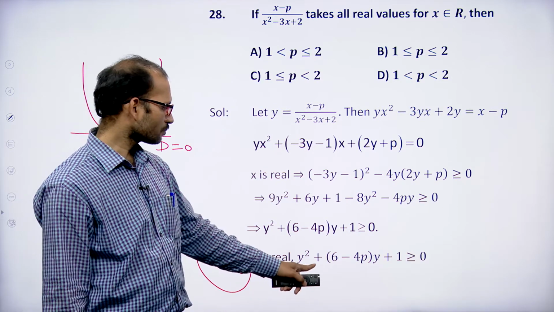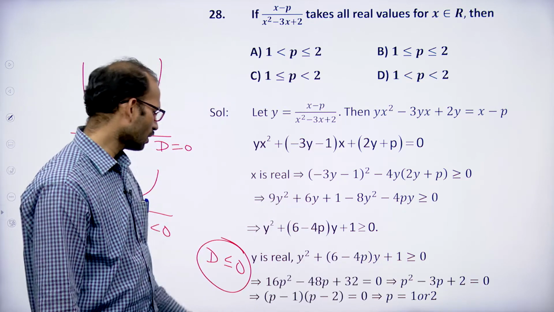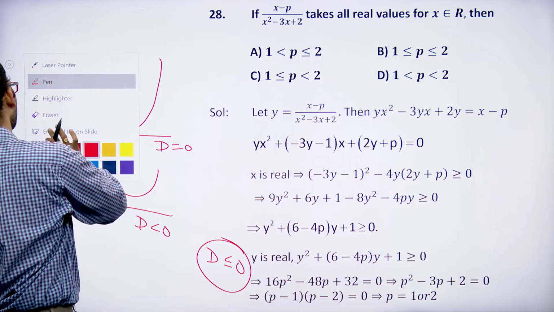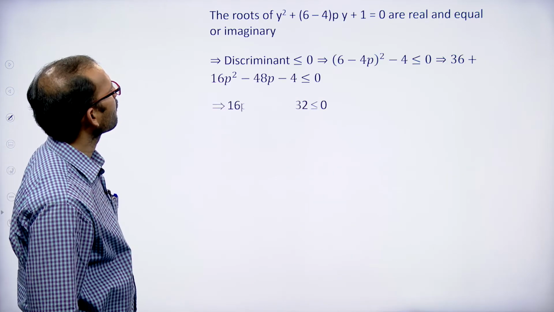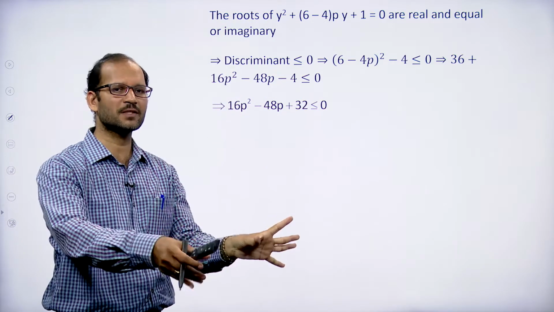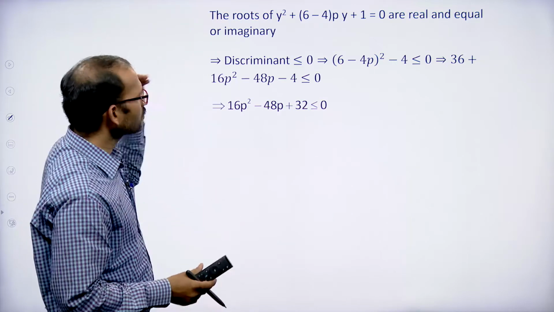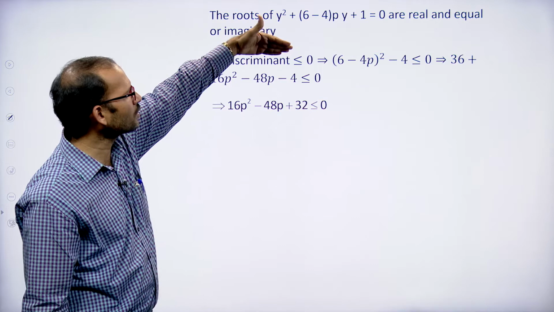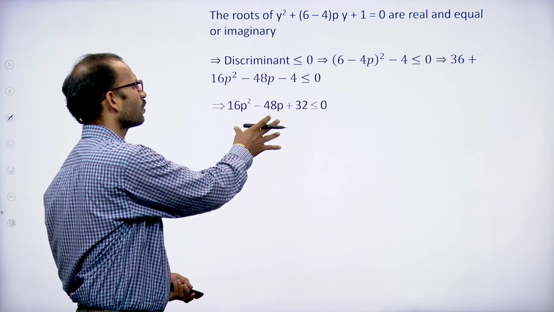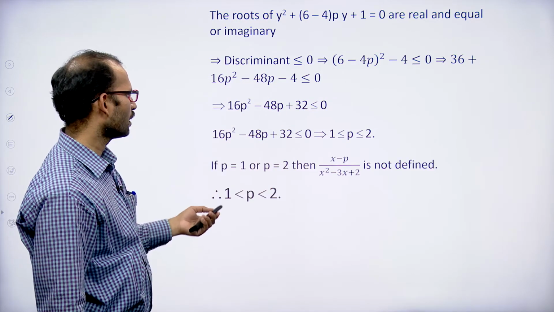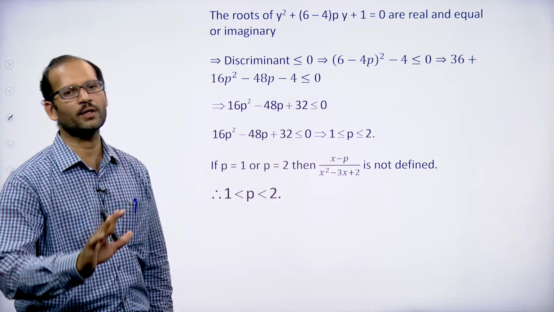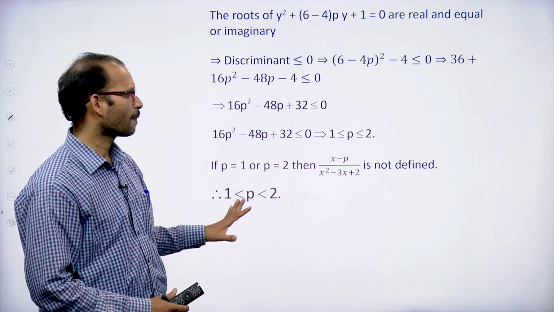Since y is real and the quadratic expression is greater than or equal to 0, therefore b square minus 4ac, discriminant is less than or equal to 0. Before that, what he has done is he has taken it as an equation and solved for the values of y, nothing else. So directly we can write like this: discriminant less than or equal to 0, so b square minus 4ac less than or equal to 0. From that we will get another quadratic expression in terms of p, and therefore 1 less than or equal to p less than or equal to 2. So p lies between 1 and 2. Is it okay? Yes.